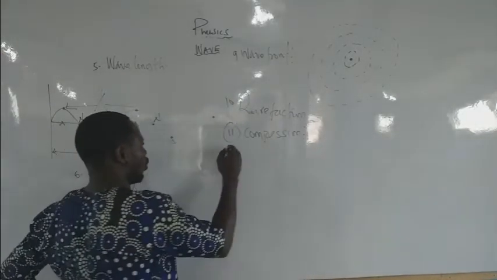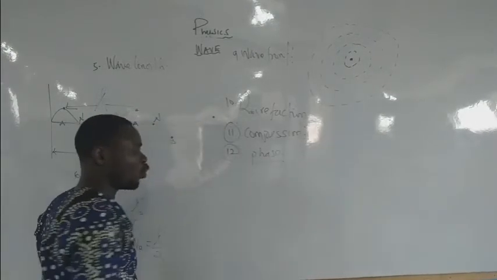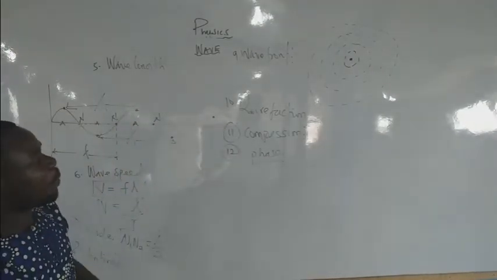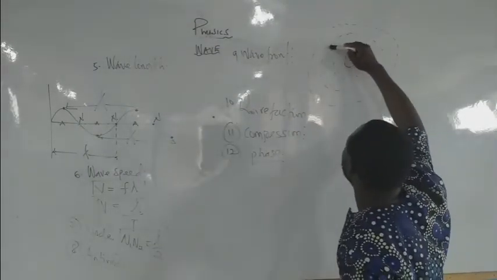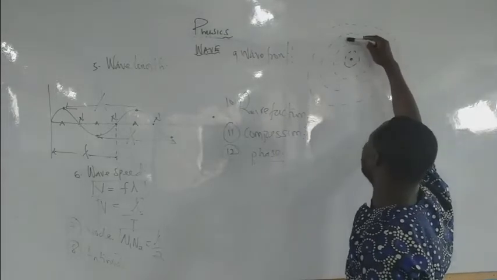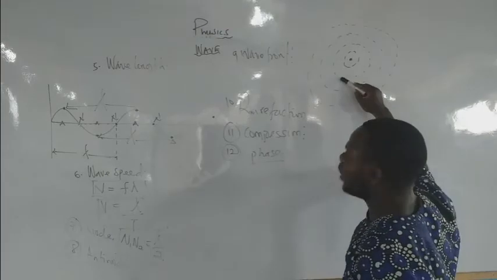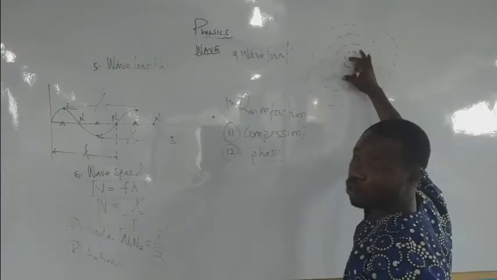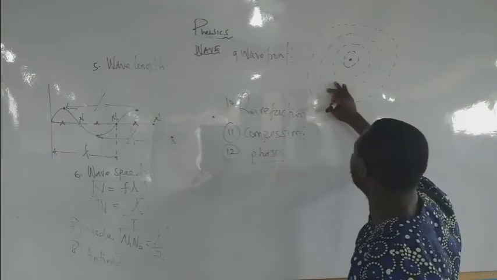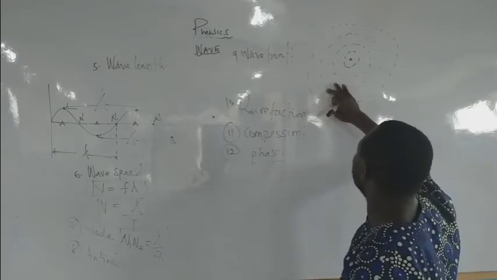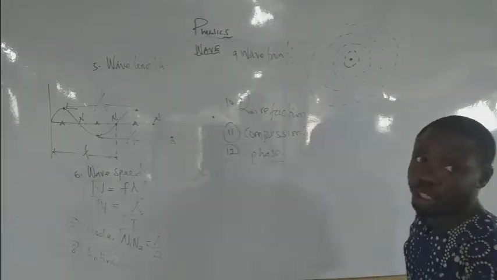Then the next one is number 12, phase. That's another one you have to understand very well. So particles are said to be in phase if they have the same distance from the point of disturbance. So particles along this line or this circle, they are in phase. Why? Because they have the same distance from the point of disturbance. While particles along this circle also are in phase because they have the same distance from the point of disturbance. These are the major terms we use in waves.